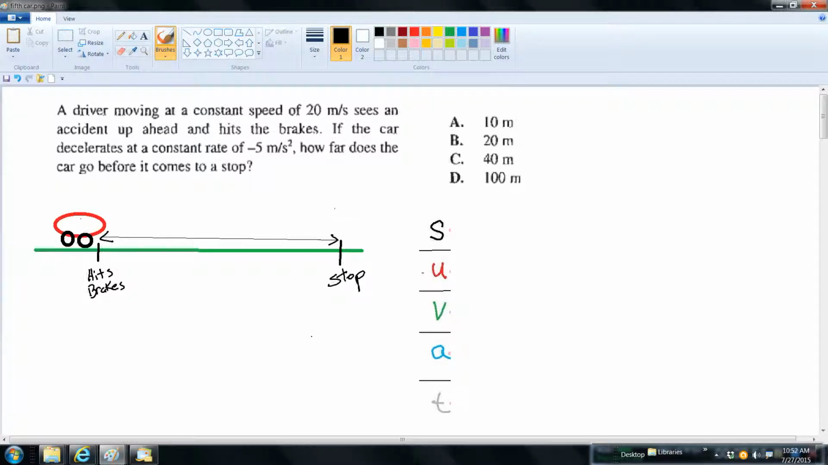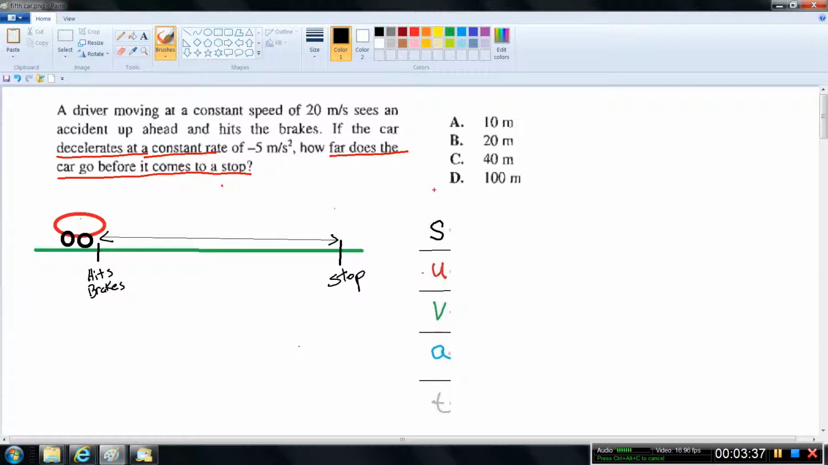We've got a driver who is moving at a constant speed of 20 meters per second, sees an accident up ahead and hits the brakes. If the car decelerates at a constant rate of -5 meters per second squared, how far does the car go before it comes to a stop? Alright, so the first thing we want to do is identify that this object is undergoing some type of constant acceleration or deceleration. And in our problem here, we see that there's a deceleration at a constant rate. So we've got a kinematic problem. They're asking for how far the car is displaced before it comes to a stop.